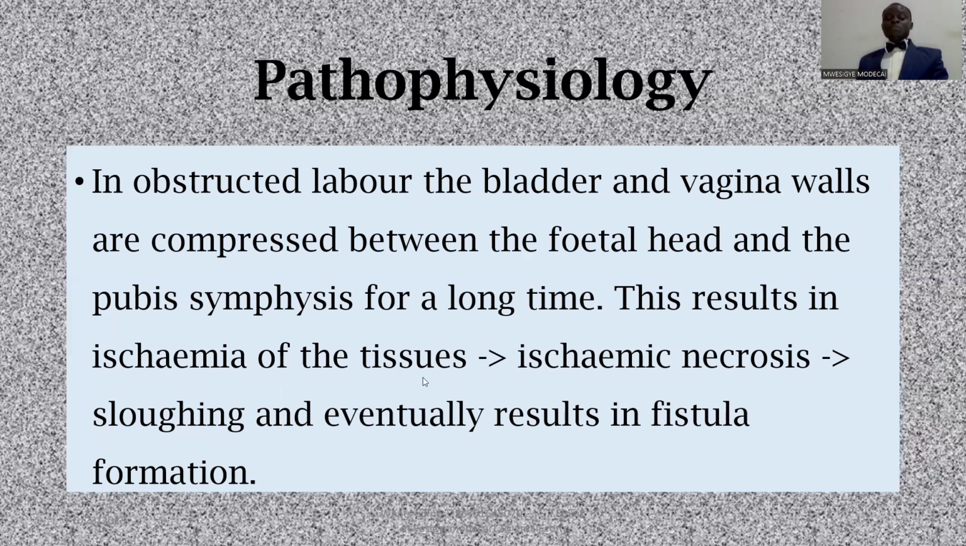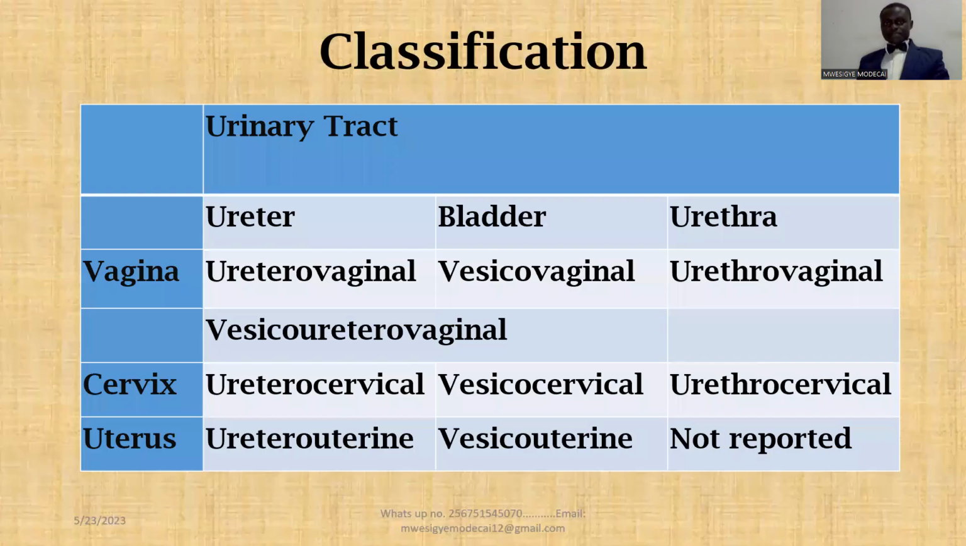Once blood supply has been cut off from the tissues, there is ischemic necrosis. The tissue starts to die off, and once it does, a slough is formed, a dead tissue. Eventually, this dead tissue is removed by the body, and in so doing, a fistula is formed. That's a brief pathophysiology of how a fistula comes to be in place.